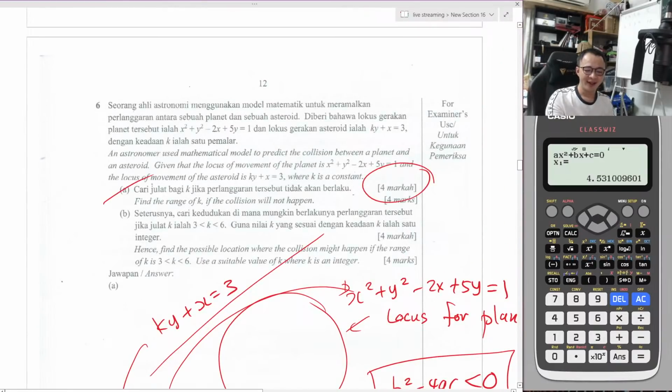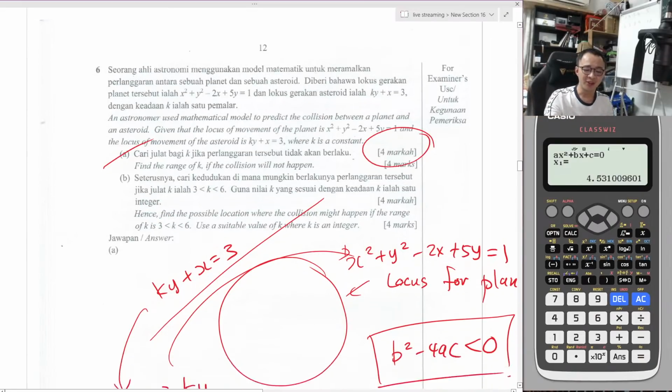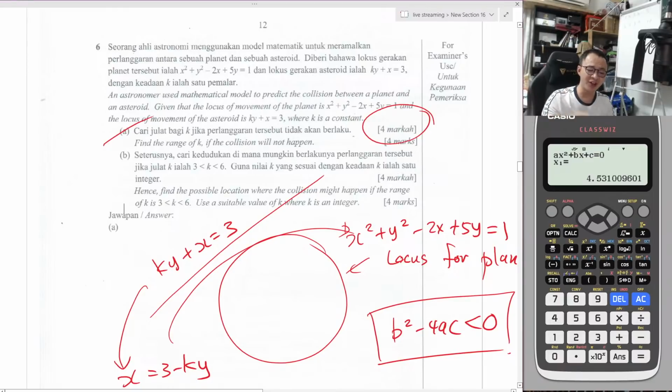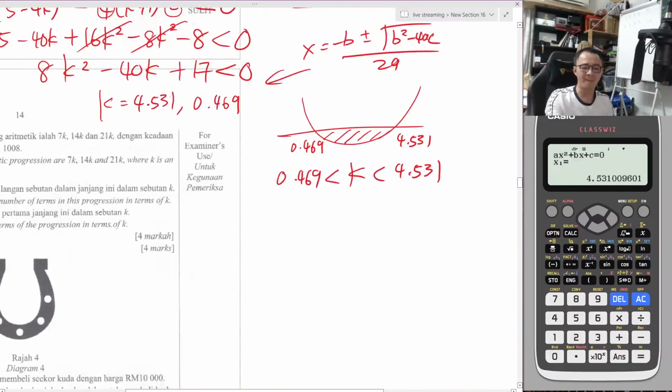Part B. Hence we need to use back the previous answer. Hence find a possible location where the collision might happen if the range of k is between 3 and 6. Use a suitable k where k is an integer. Integer means the k will be a whole number. So right now I want to compare. Because of hence, I need to use back this one.